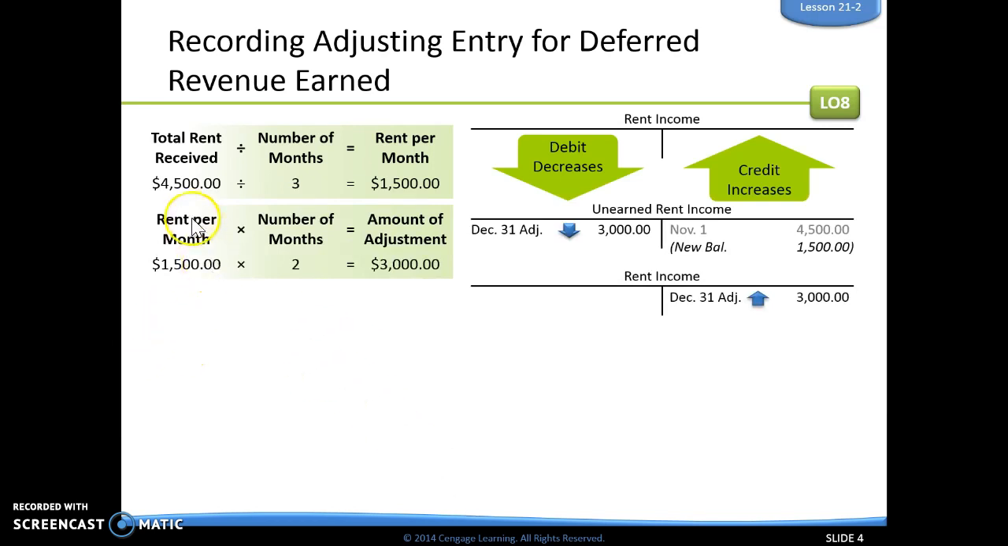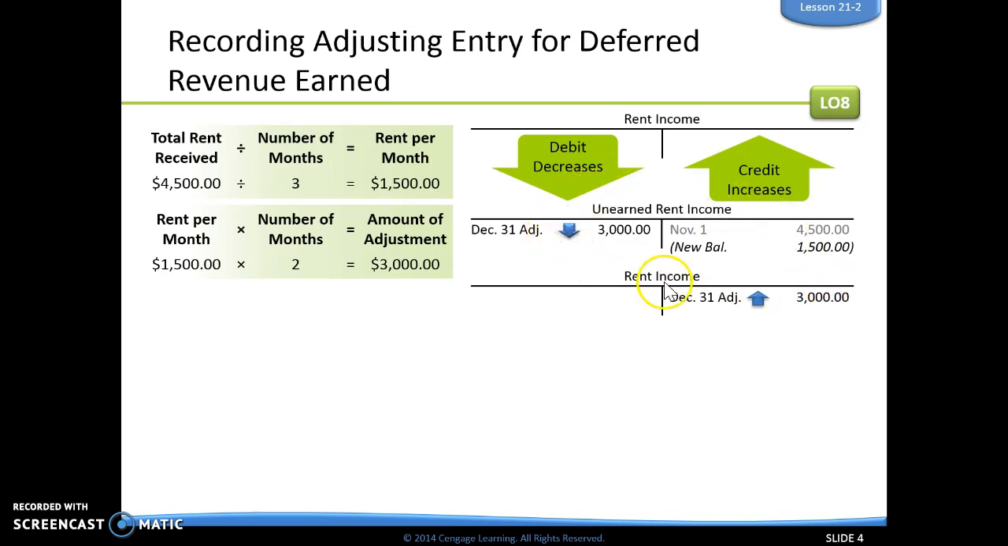Okay, so now we're going to look at our rent per month times the number of months to get our amount of adjustment. So $1,500, we have 2 months of rent that we earned, and so that amount adjustment would be $3,000. So what we're going to do is an adjusting entry. So we're going to debit unearned rent income for $3,000, and then we're going to credit rent income for $3,000.